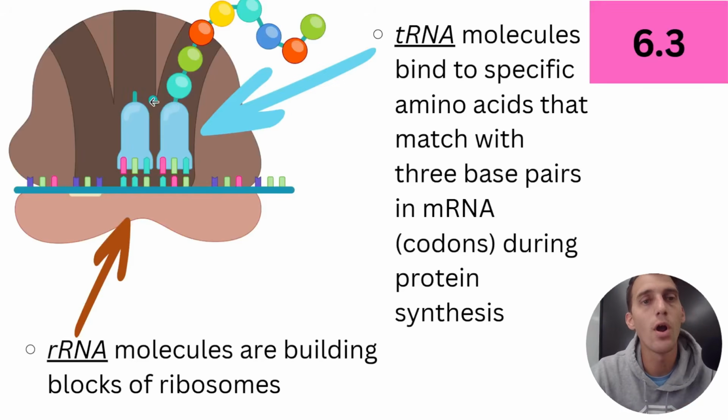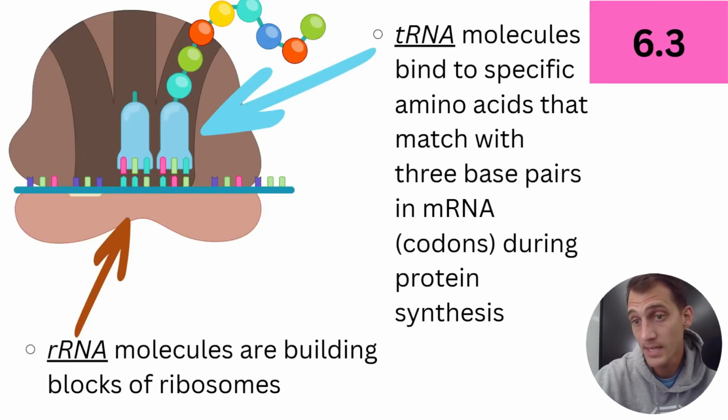Okay, so transfer RNA, we're going to see more of what that does in the next topic. And then rRNA, R stands for ribosomal RNA. Ribosomes are made of ribosomal RNA. All right, it's the building block of a ribosome. So there are 3 different types of RNA that you're going to have to know.